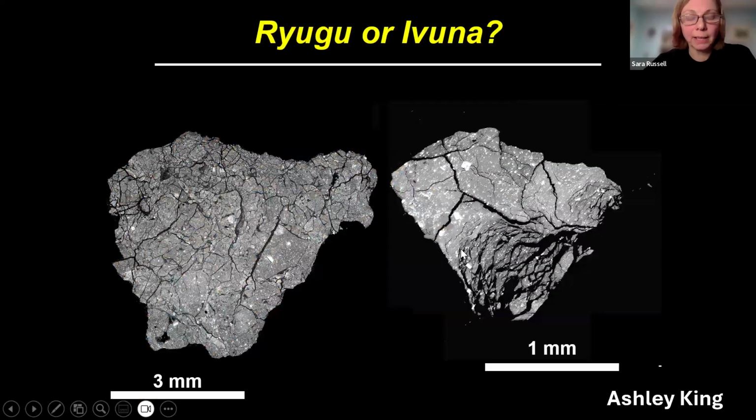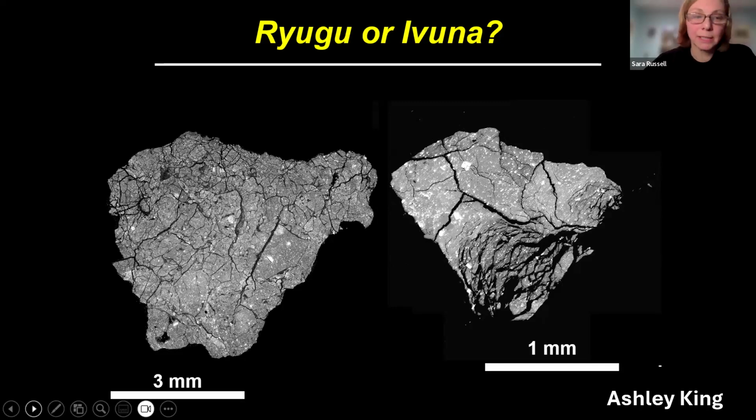When Ryugu came back, it actually looked remarkably like a Ci chondrite. This is a game that Ashley King invented called Ryugu or Ivuna. You in the audience have to guess which piece you think is Ryugu and which piece you think is Ivuna. They both look so similar. They have these kind of cracked features on them, and so they're very difficult to tell apart. You can see bright patches that are probably sulfides in both. But the one on the left is Ivuna. The one on the right is Ryugu. I know that because our piece of Ryugu is smaller.